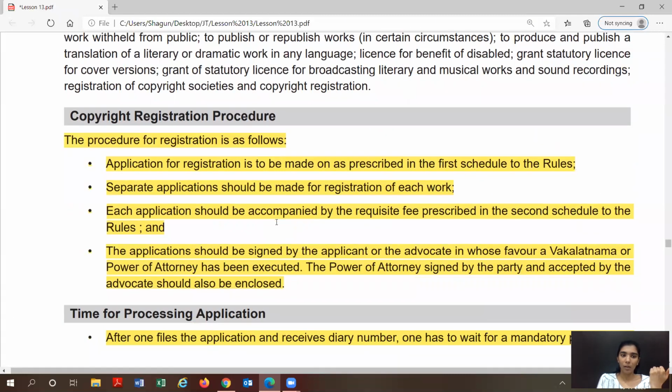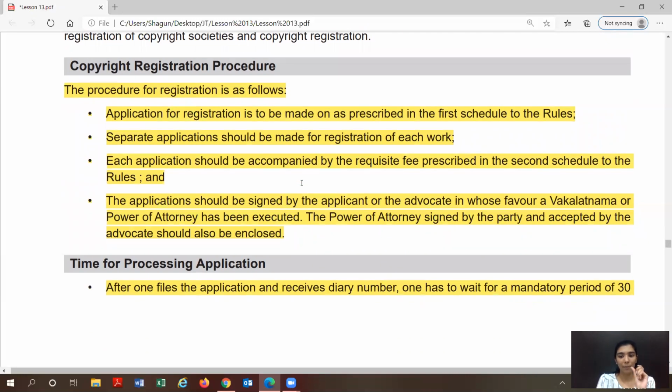Procedure for trademark registration. Application has to be made in the prescribed form of the copyright rules, and separate application has to be made for each kind of copyright, and it has to be accompanied by the requisite fees. The applicant also has to submit a वकालतनामा or power of attorney.